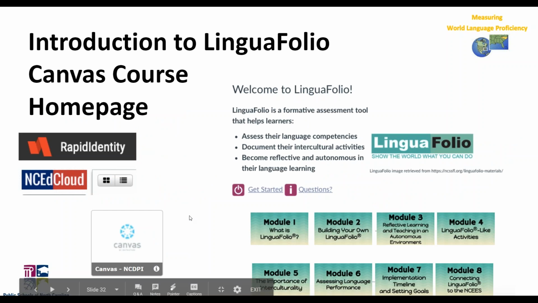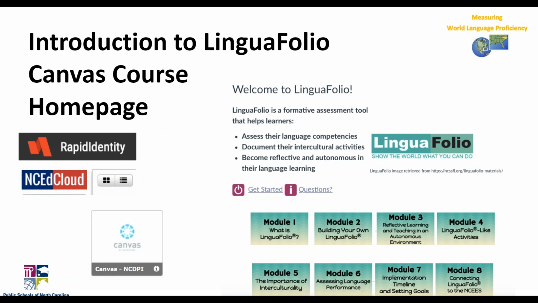If you're curious about the Introduction to LinguaFolio Canvas course, this is kind of what it looks like. This is the home page. As you can see, it defines what LinguaFolio is as a formative assessment tool. And notice that there are 8 modules. So those 7 that I told you about are all there.